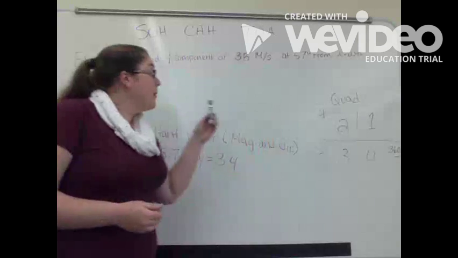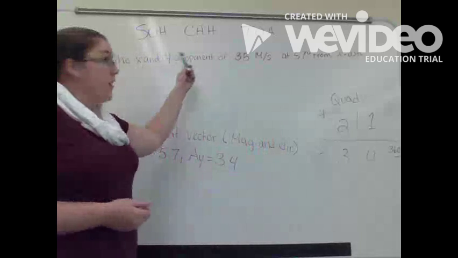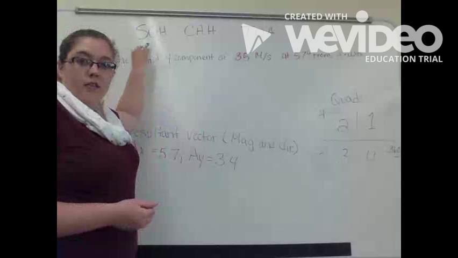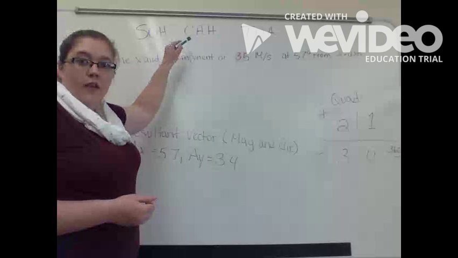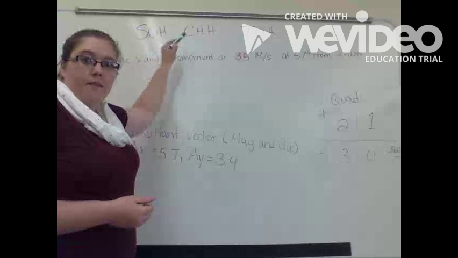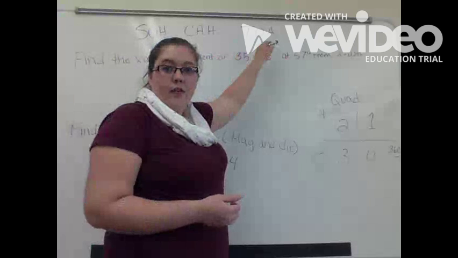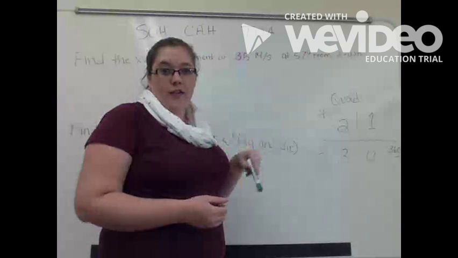The big thing to remember here is SOHCAHTOA. So if it is opposite over hypotenuse, you use sine. If it's adjacent over hypotenuse, you use the cosine. And if it is opposite over adjacent, then you use the tangent function.